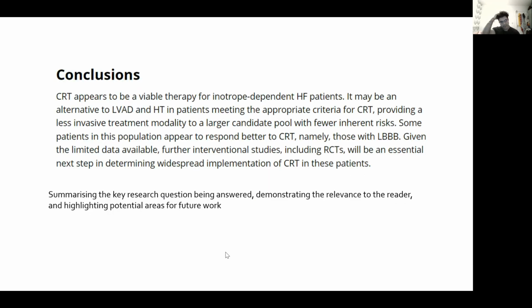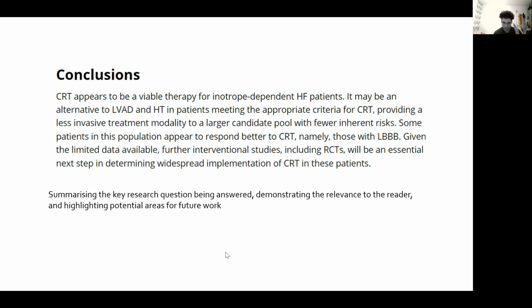So see, our conclusion here is CRT may be an alternative to LVAD and HT because it's less invasive and it has fewer risks and it's helpful. There may be benefit to patients with a left bundle branch block, but given that there's limited data, we should do RCTs in the future to determine its widespread implementation.